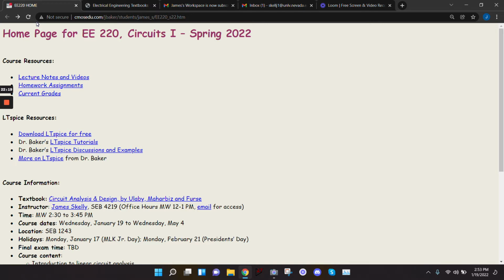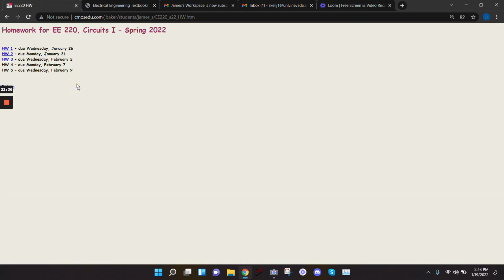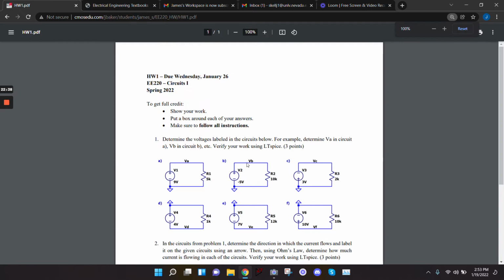So anything I draw in here and we cover, I'm going to say, the voltage here is this, the current here is this, and you can go build that circuit in LTspice and verify that what you did by hand is correct, because LTspice is programmed to solve these circuits. So on the homework, you'll notice that I say verify your work using LTspice. What that means is you're going to solve this circuit by hand and you're going to say, VA is 9 volts.